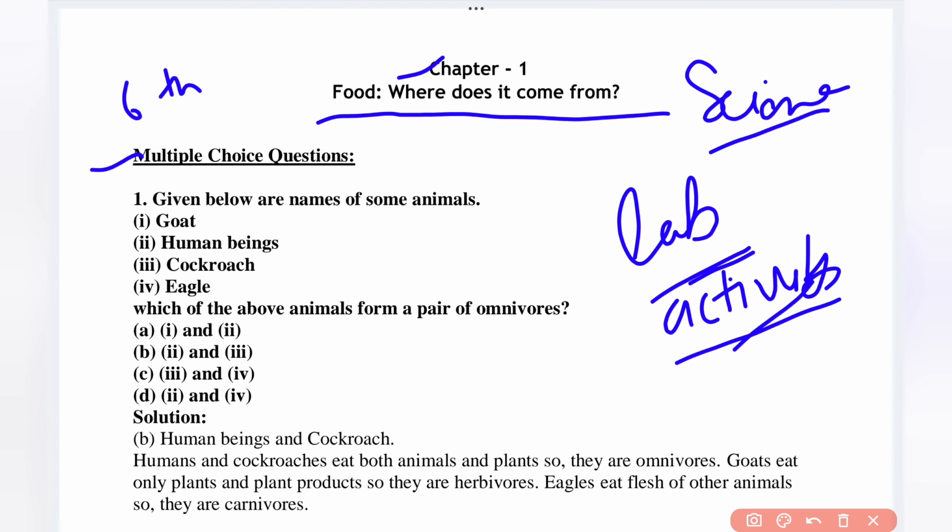So the first question is a multiple choice question, not multiply. You can call it an objective question or MCQ. So that's our first question. Given below are the names of some animals. Which of the above animals are omnivorous? Right, so let's see this here.